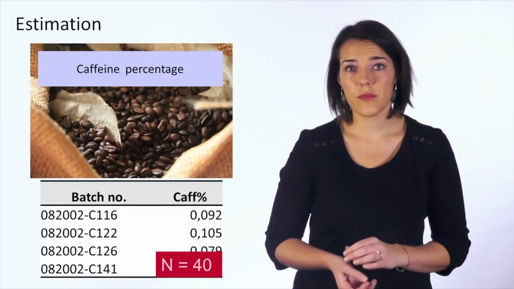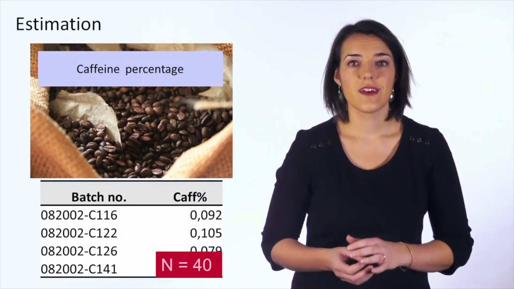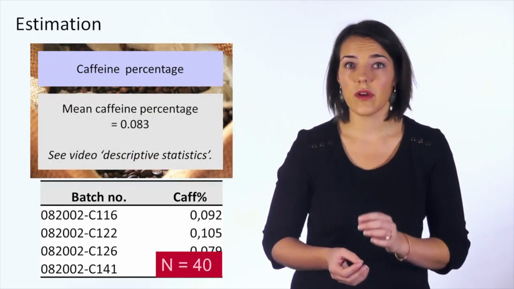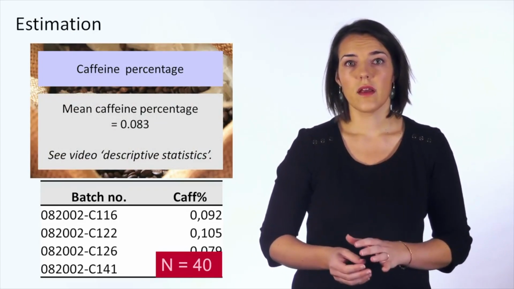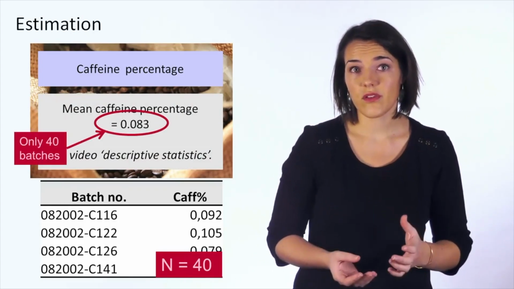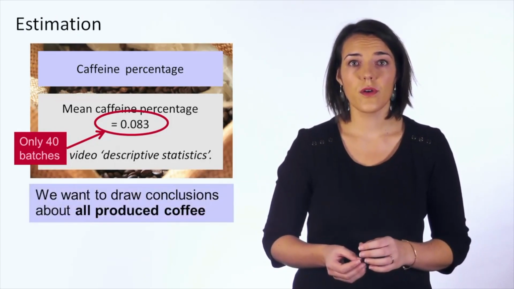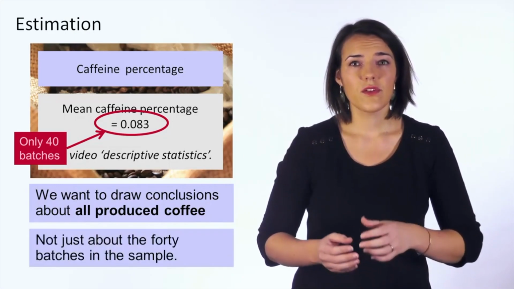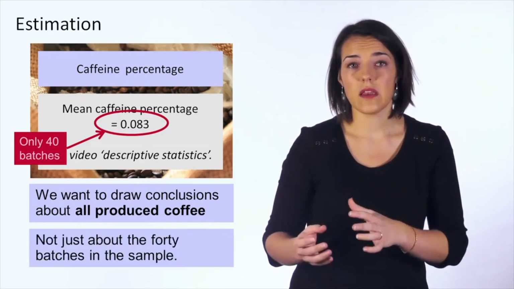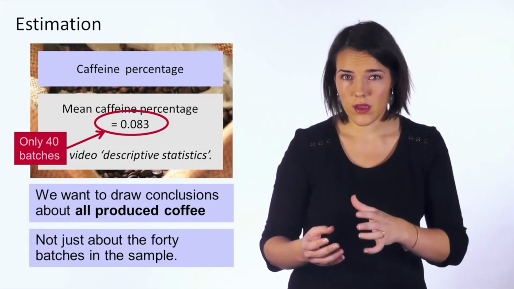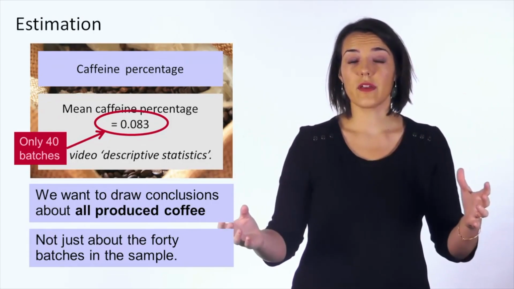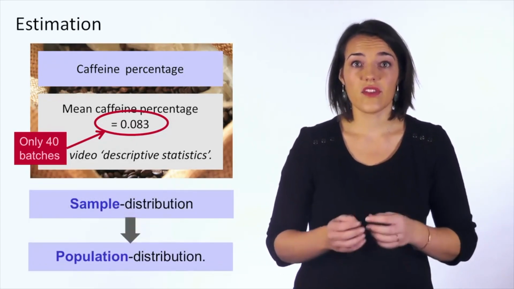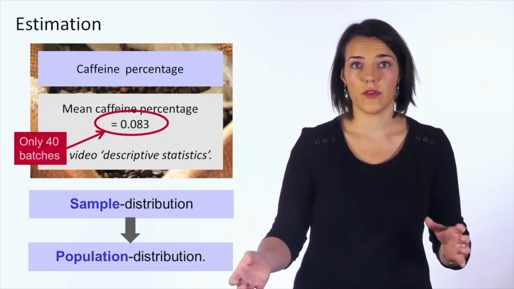In the video on descriptive statistics, we already discovered that the mean caffeine percentage in this sample was equal to 0.083. However, this is only these 40 measured batches, and in the end, we want to draw conclusions about all produced coffee, not just these 40 batches. So, how does this sample mean of 0.083 relate to all produced coffee? Well, that is exactly the goal of statistics, to generalize a sample distribution to a population distribution.